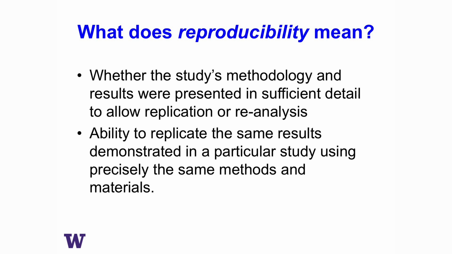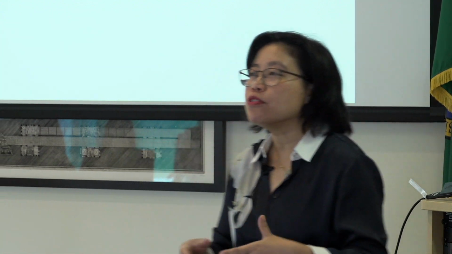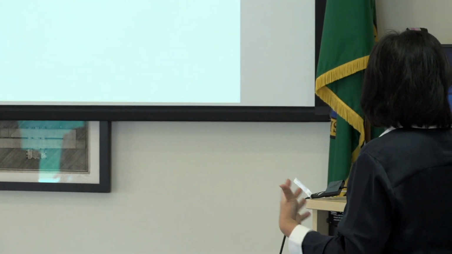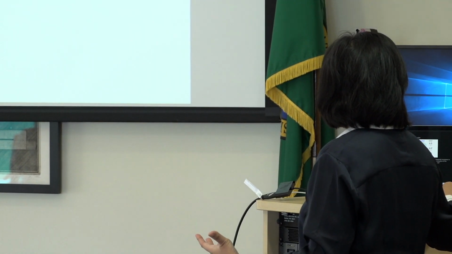And another definition of reproducibility is that if, let's say, we make the software that we produce available in a public domain, you could just run the software and get the same results as we did, as reported in the paper. So that's what we mean by reproducibility.